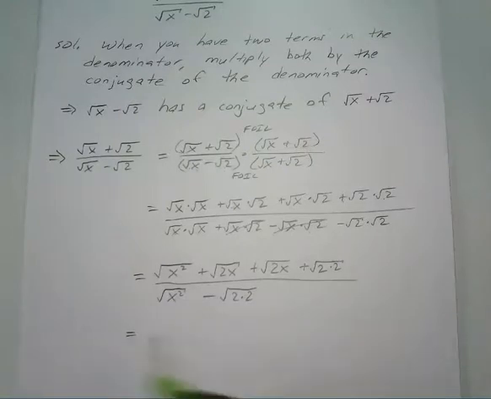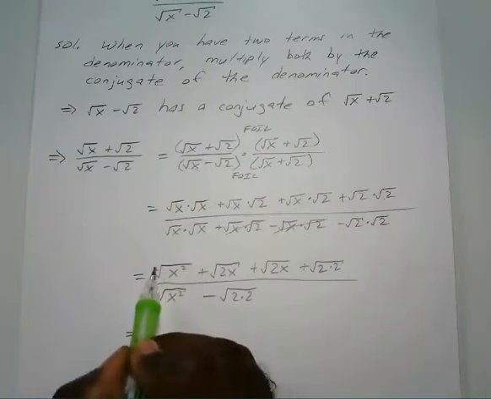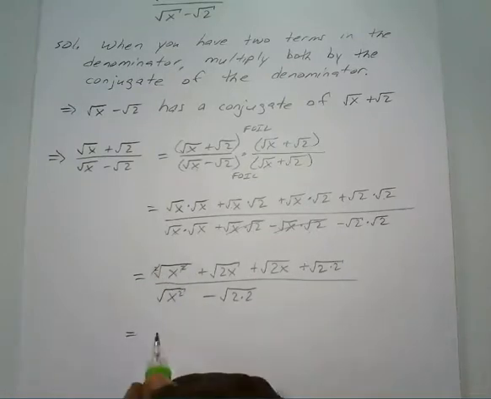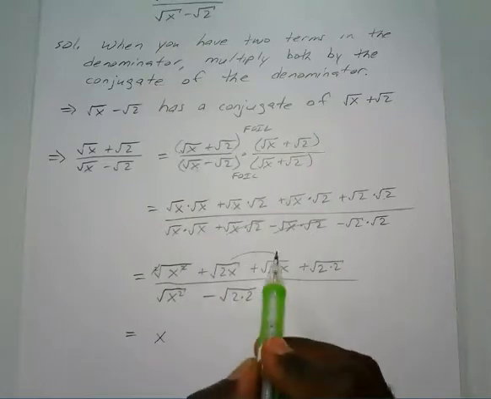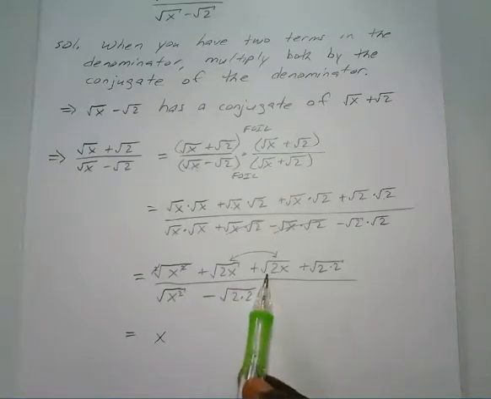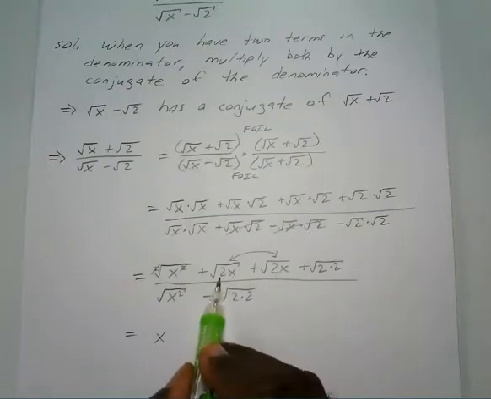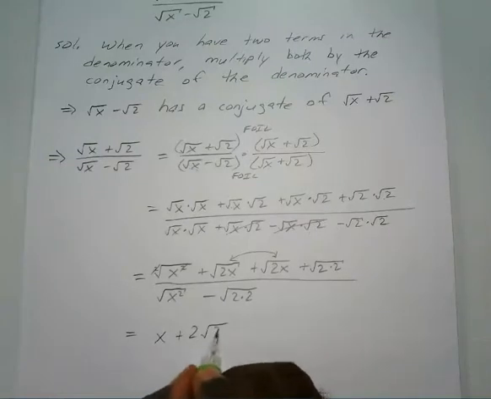All right, so now, if you notice here, when there's no index, it's automatically assumed to be a 2. So the exponent cancels out with the index, so that leaves you with x. And these two, since you have square root of 2x and square root of 2x, you can add them together because they're exactly the same. So if you have x plus x, that would give you 2x. So this one, square root of 2x plus square root of 2x, is plus 2 square root of 2x.